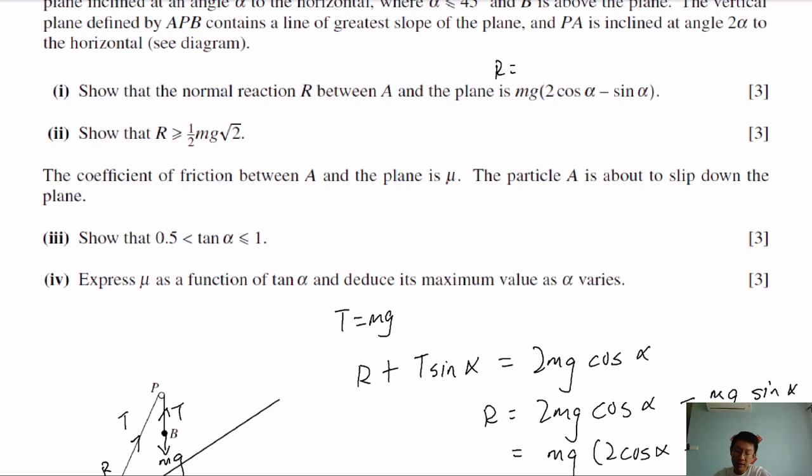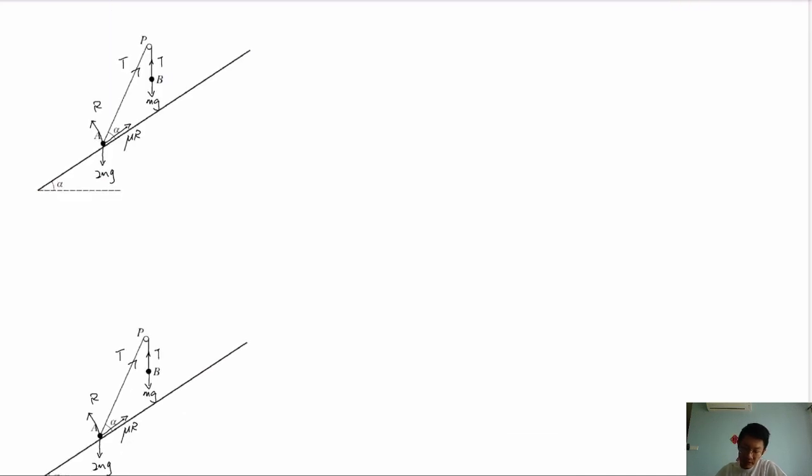In the second part, the inequality, they both contain the mg. So what are the remaining terms? The remaining terms will be 2 cos alpha minus sine alpha is root 2 over 2. So we have to think of a way to prove that the expression 2 cos alpha minus sine alpha is greater than or equal to root 2 over 2. Let's see how we do that. Let us just write out the expression for R first.